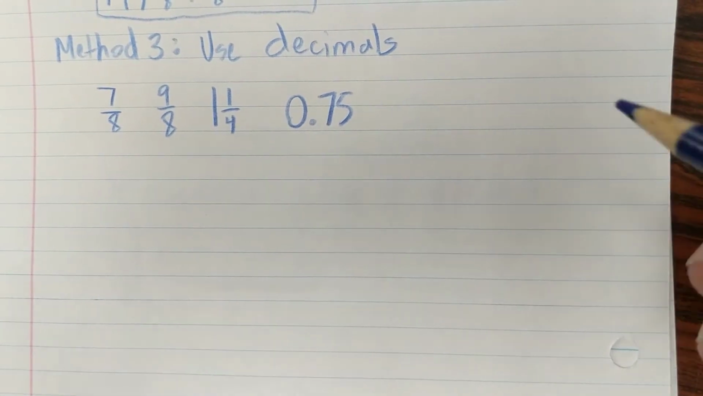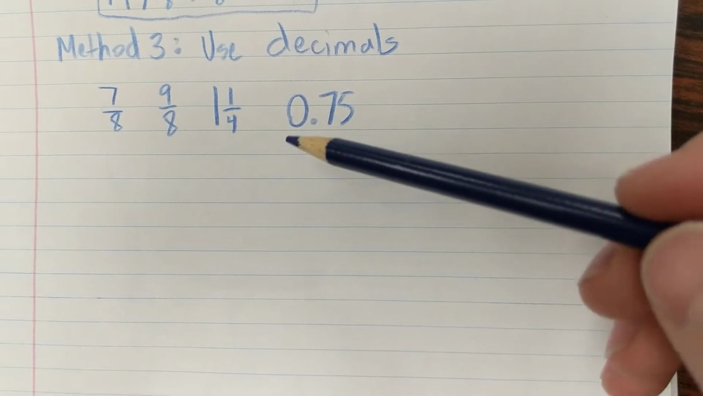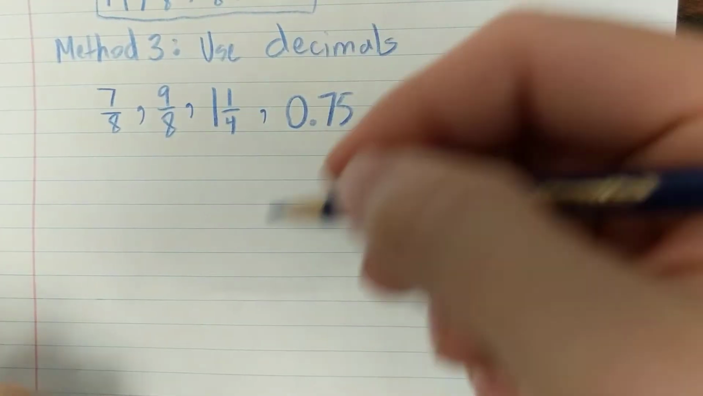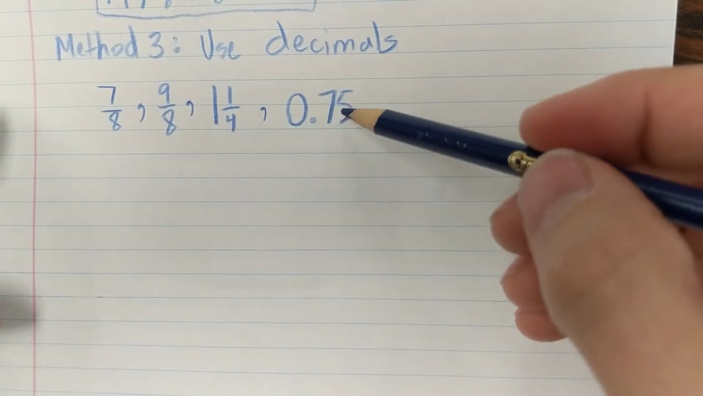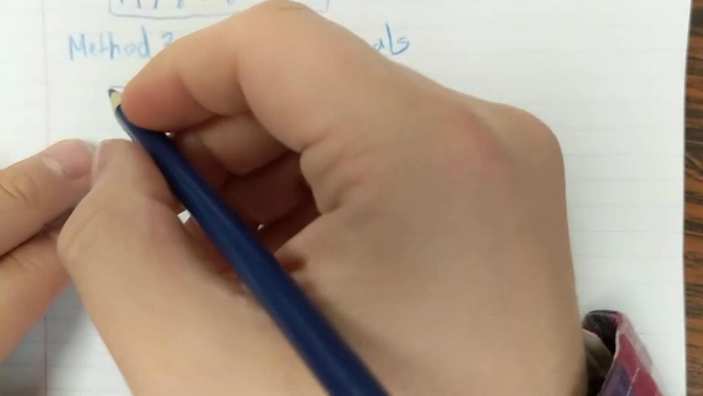So the third method we'll be using is using decimals. In this case, I wouldn't use this method, but we're going to do the same question to show how to do it. It would be changing everything to be decimals. So this method, we change everything to a decimal.